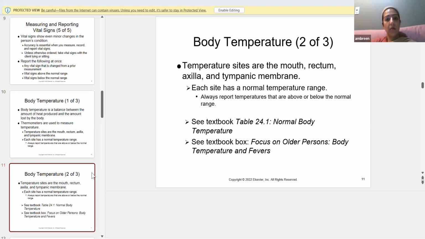Temperature sites are mouth, rectum, axilla, and tympanic membrane. Each site has a normal temperature range. Always report temperatures that are above or below the normal range. We know that. We've seen that.